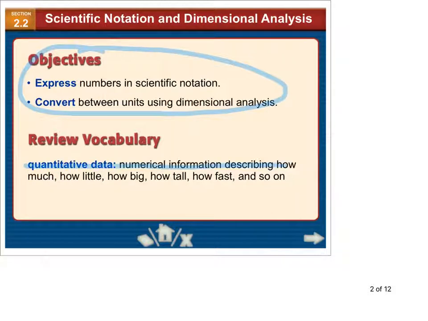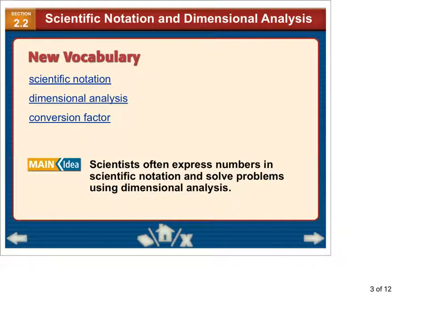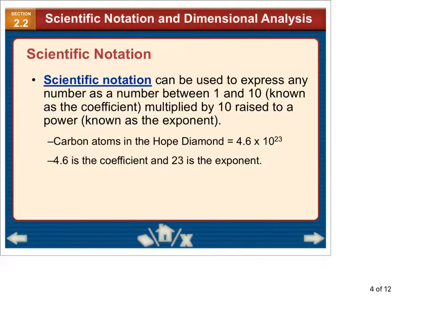Good review vocab term here. You need to know what quantitative data is: numerical information, how big, how little, how small, etc. Along with that, you should know what qualitative data is, just a general description, usually not involving numbers. Just 3 new vocab terms you're going to come along to. Your main idea for this section: we express numbers in scientific notation and solve problems using dimensional analysis.